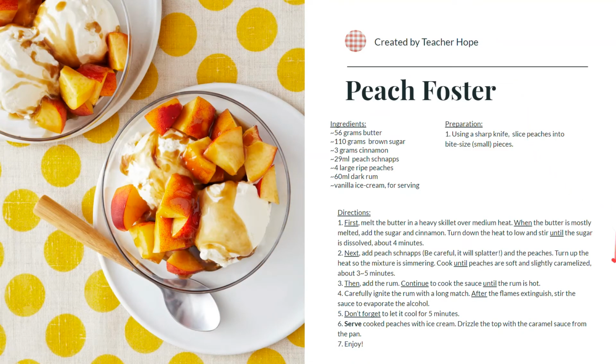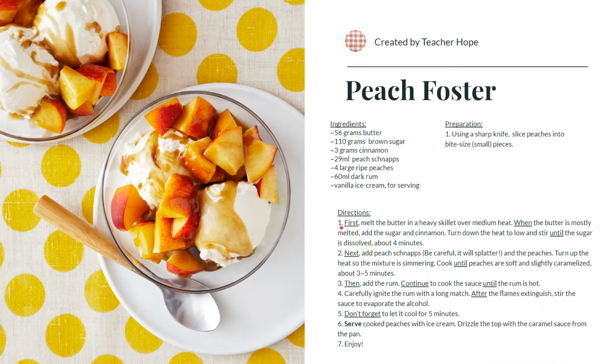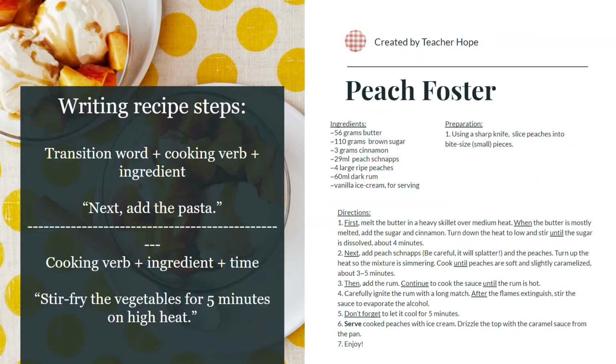So, I have written the directions for my peach Foster recipe. You can see the transition words are underlined. Let's read them together. But first, let's explain the sentence structure of the directions. When you are writing a recipe, often the sentence will be the transition word, then the cooking verb, then the ingredient. For example, next, transition word, add, the cooking verb, the pasta, the ingredient. Now, you may need to add more words, but this is the basic structure.